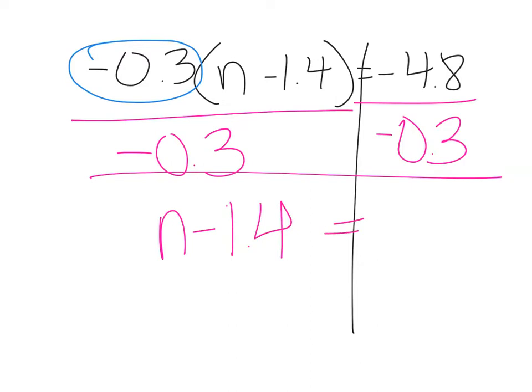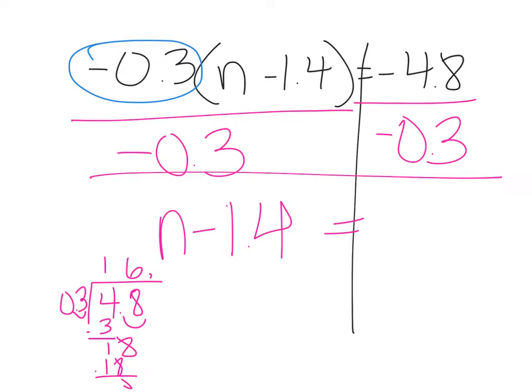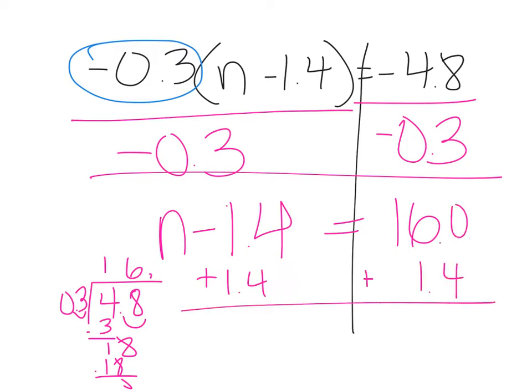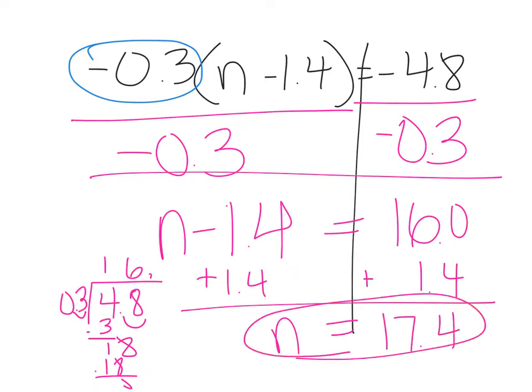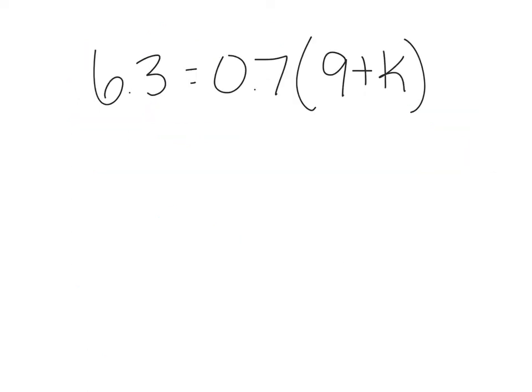If you do it out to the side, 4.8 divided by 0.3: slide baby slide, raise the roof, 3 goes into 4 one time, 1 left over, 3 goes into 18 6 times. So we have 16. Then we add 1.4 to both sides, lining up that decimal. So n equals 17.4. Again, you could have distributed this and then solved it. Either way would be fine. Why don't you go ahead and try this one and then come back and check it.